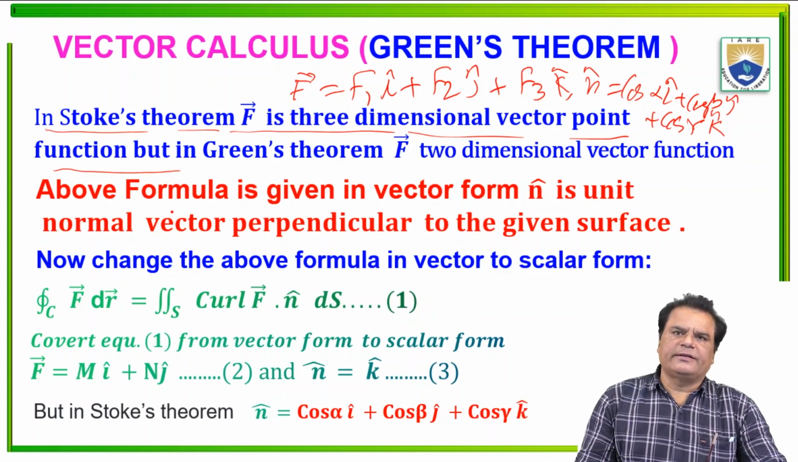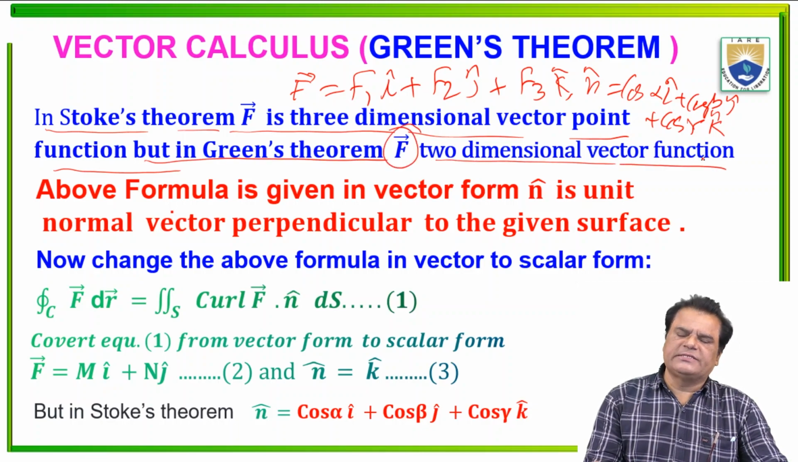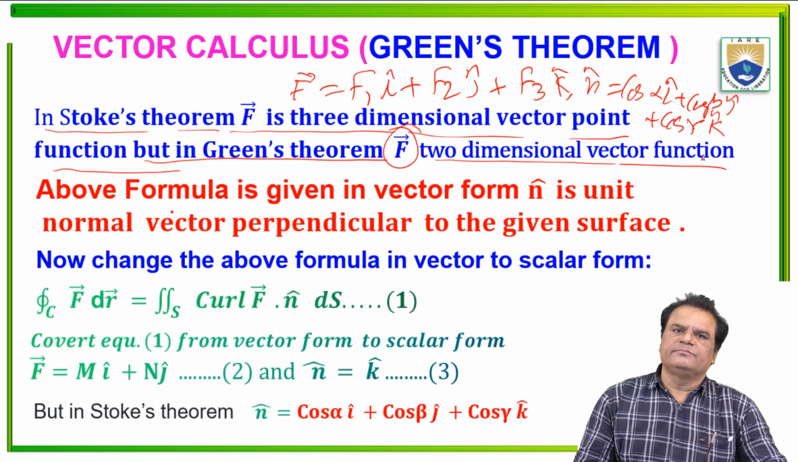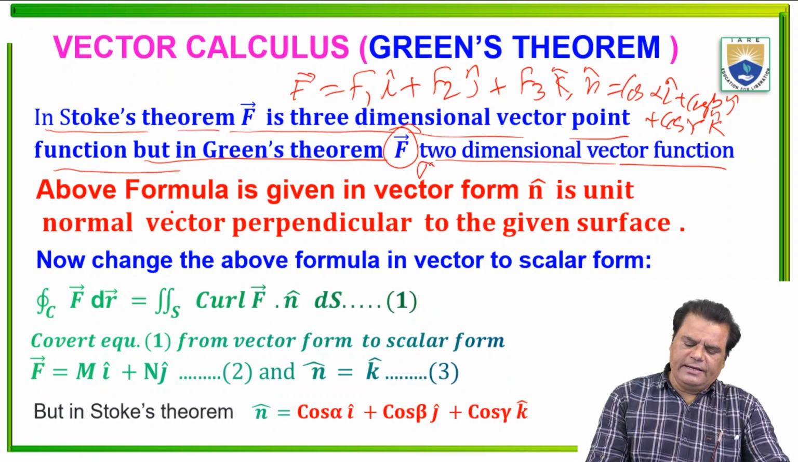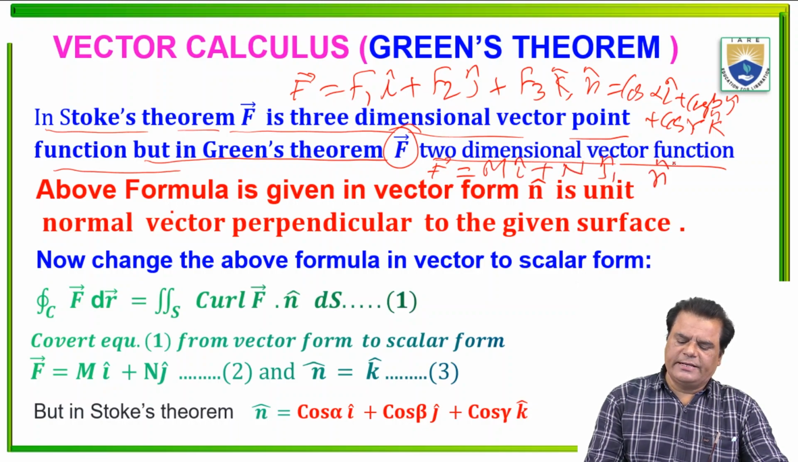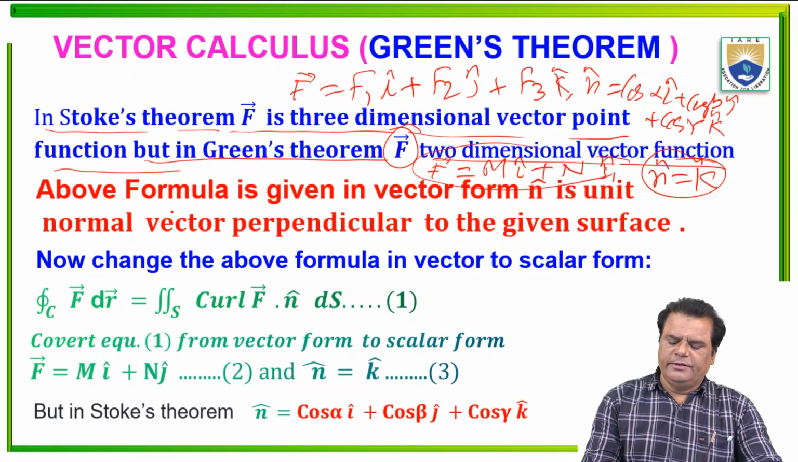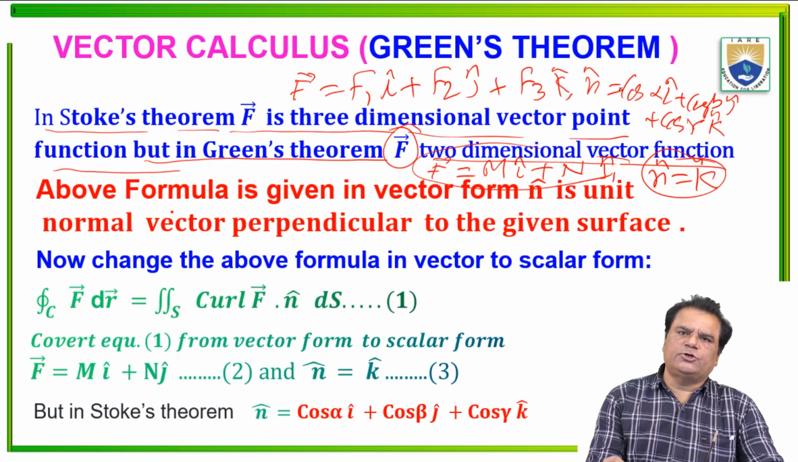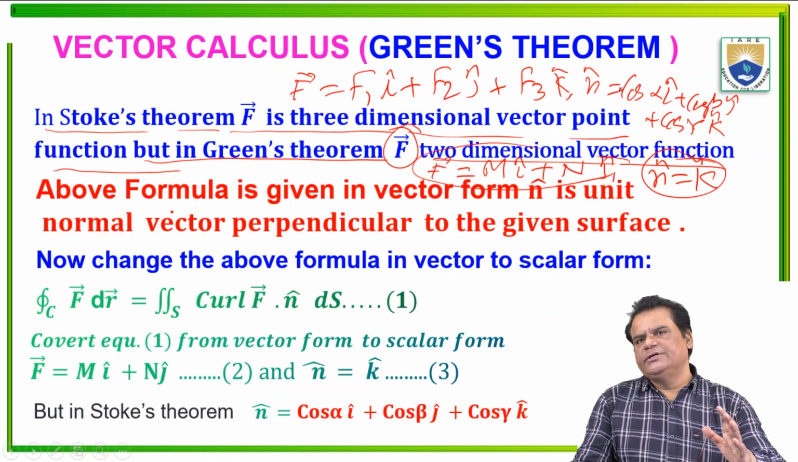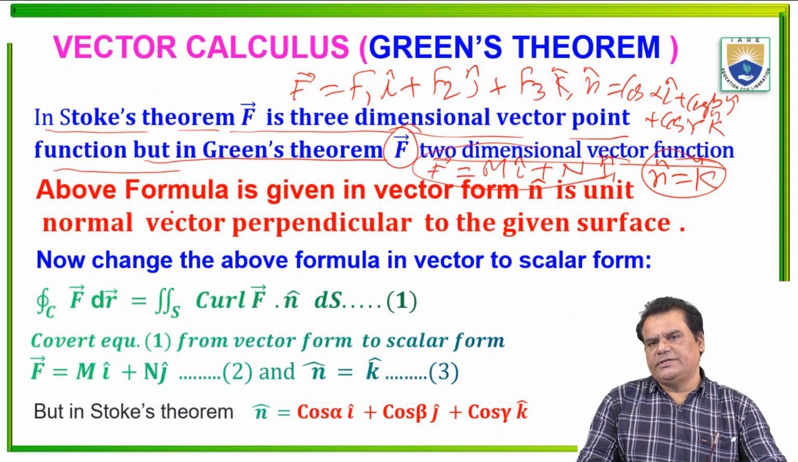This is the n vector in Stokes theorem. But in Green theorem, F vector is a two dimensional vector point function. F vector is equal to M I cap plus N J cap. N vector is equal to K vector. These two points are different. This is the Green theorem and this is the Stokes theorem. Stokes theorem is three dimensional and Green theorem is two dimensional.